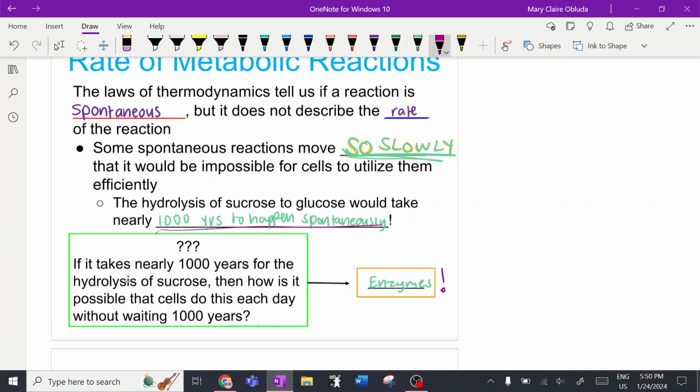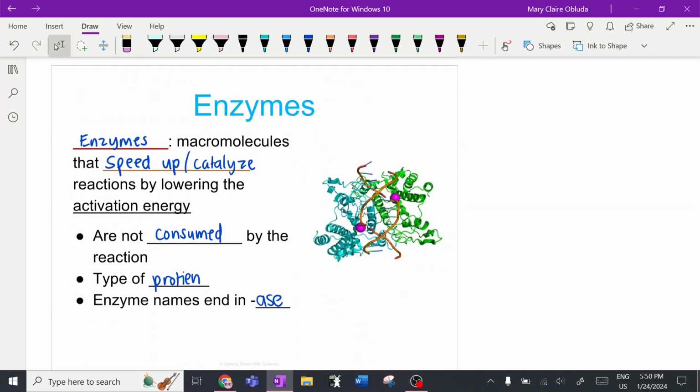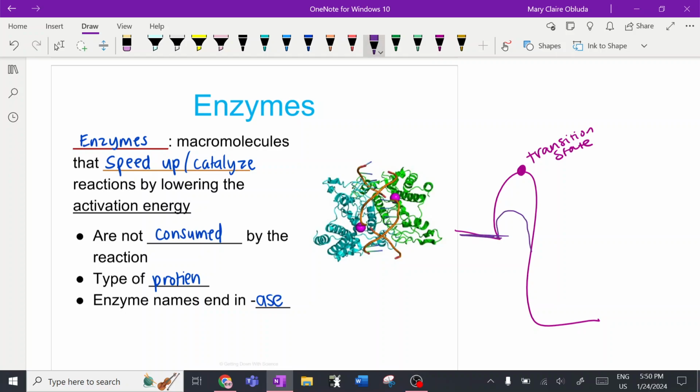Well, the answer is enzymes. Enzymes are macromolecules that speed up and catalyze reactions by lowering activation energy. So this is a spontaneous reaction, right? It has to go all the way up here to something called a transition state. And then enzymes lower that amount of energy required to get to the transition state so that reactions can happen faster. They're not consumed by the reaction, so they can do the same reaction over and over again.